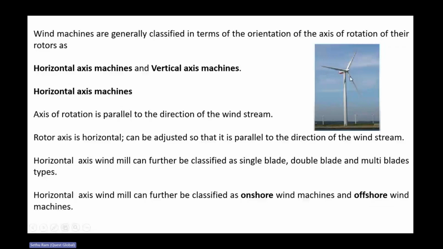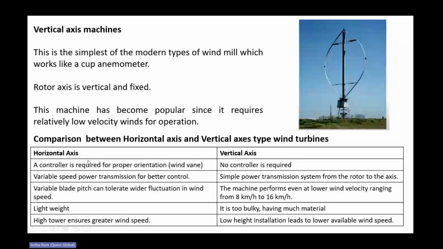Suppose this windmill is there. To get the power from this machine, the wind turbine has to face the flow of the wind. For that, it has to rotate; only then will it face the particular wind direction and the blades can rotate. For that, a controller is required here. Same is explained here: a controller is required for proper orientation. In the vertical axis, that problem does not exist, so no controller is required.